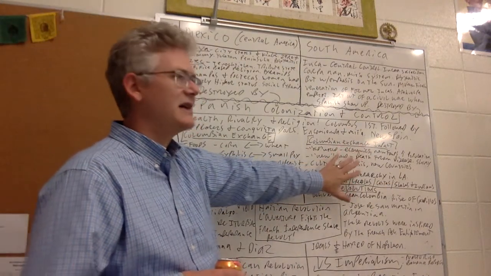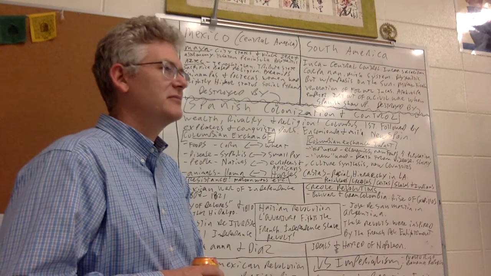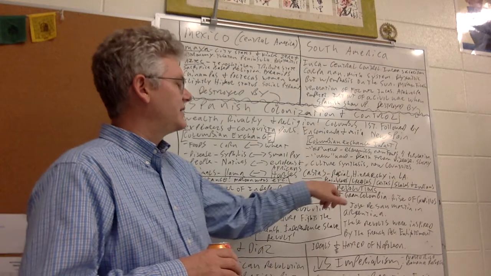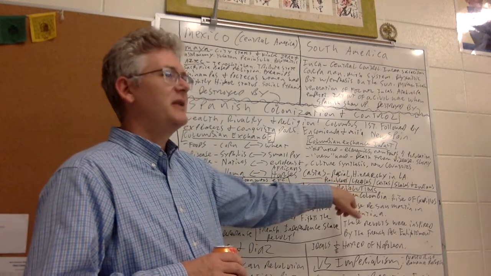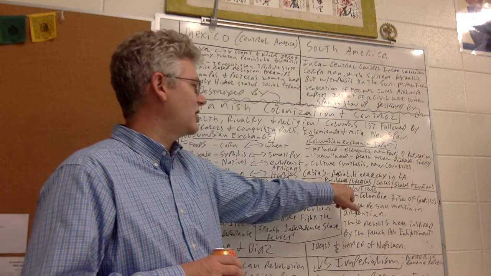Okay, so the primary thing we're looking at with the casta system is there will be a very, very top hierarchy of people called Peninsulares. These are people of European descent. In other words, they do not have any Indian or African descent, but they are born on the peninsula of Spain. That's the Iberian Peninsula. That's why they're called Peninsulares.